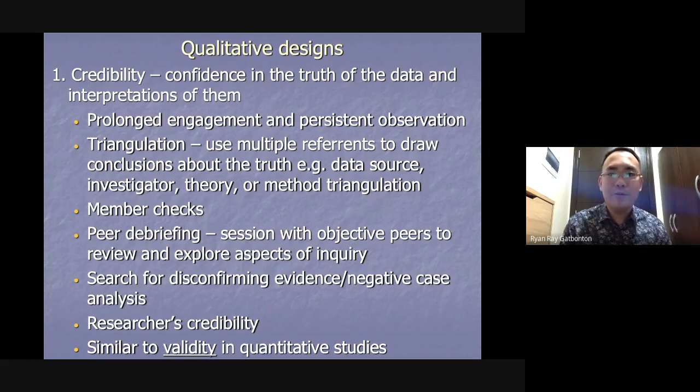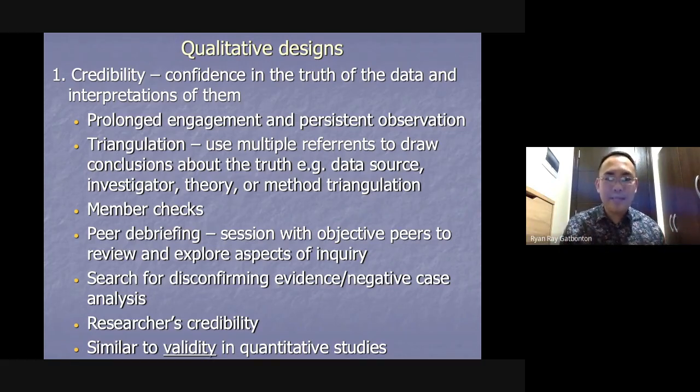Number 2, it can be achieved by using triangulation. When we say triangulation, you use multiple referents to draw conclusion about the truth. Triangulation can be done through the use of your data source. Iko-compare mo yung nakuha mong data from different sources na kinunan mo ng data.